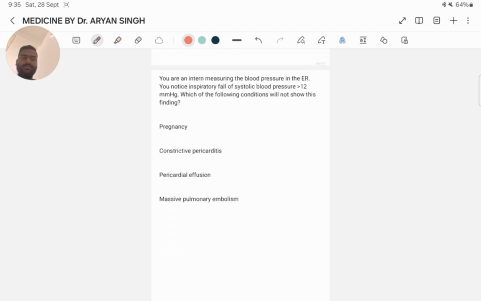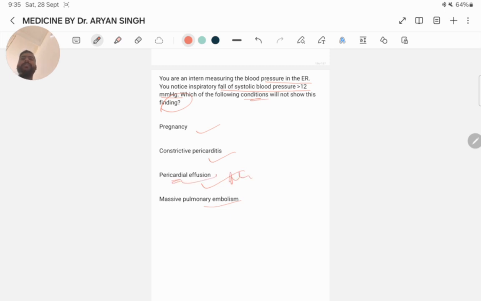Next question. You are an intern measuring the blood pressure in the ER. You notice an inspiratory fall of systolic blood pressure of more than 12 mmHg. Which of the following conditions will not show this finding? Pregnancy, constrictive pericarditis, pericardial effusion, massive pulmonary embolism. The correct option is pericardial effusion.